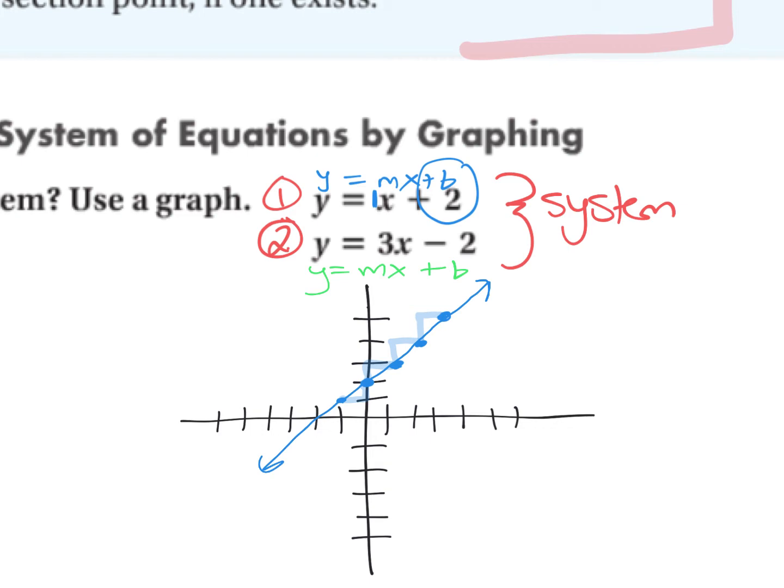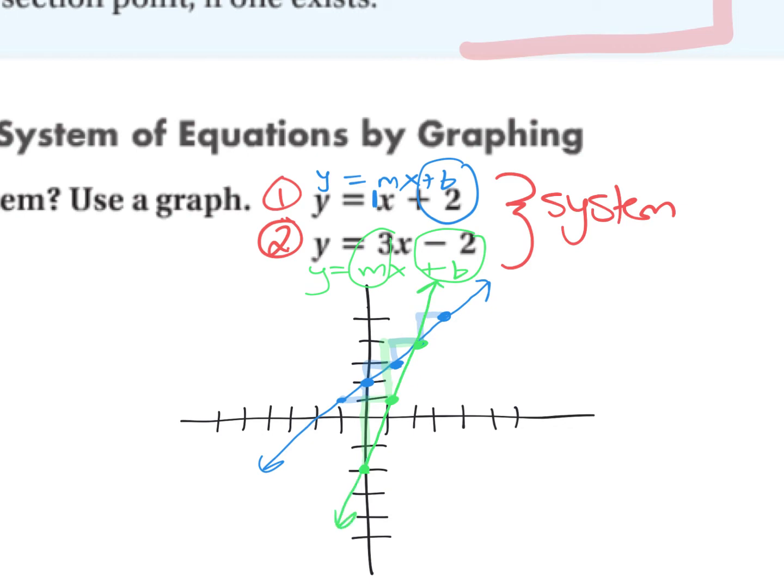So on the second equation, my y-intercept is at -2. My slope is 3, so 3 over 1. In this case, I'm going to go up 1, 2, 3 over 1. That's going to be the first point. We'll do it again. We're going to go up 1, 2, 3 over 1. And I can see I have a point where they are going to cross.